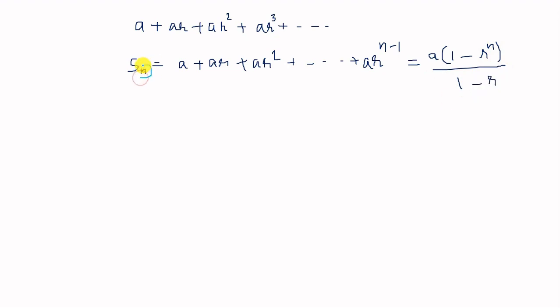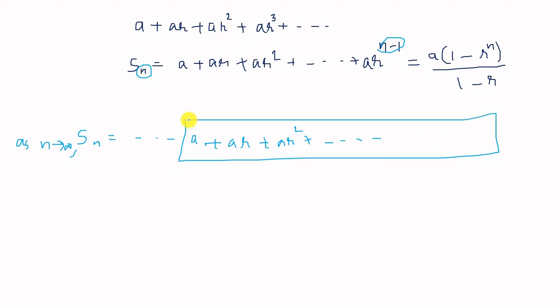Now if n tends to infinity, Sn will be the entire sequence, because n will tend to infinity, so it will cover the entire sequence a plus ar plus ar square plus etc. Now we will try to find the sum of this entire geometric series. To find the sum of the entire geometric series, we will find limit n tends to infinity Sn. Sn is actually the sum of the first n terms. So as n tends to infinity, Sn will cover the entire series.